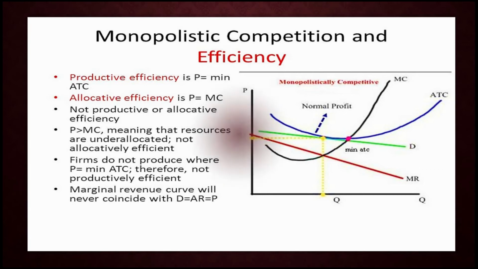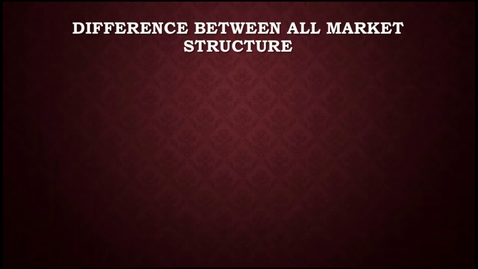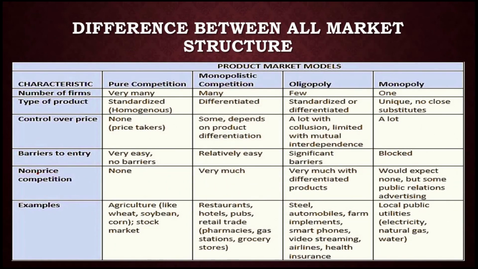But finally, we will take a quick look at the differences between all these markets. So let's check the product market models difference between perfectly competitive market, monopolistic competition, oligopoly and monopoly. The first is the number of firms. In pure competition it is many, in monopolistic competition many, oligopoly a few, and monopoly one or unique. Type of product: standardized, homogeneous in pure competition; differentiated in monopolistic competition; standardized or differentiated in oligopoly; and unique, with no close substitutes, in monopoly.